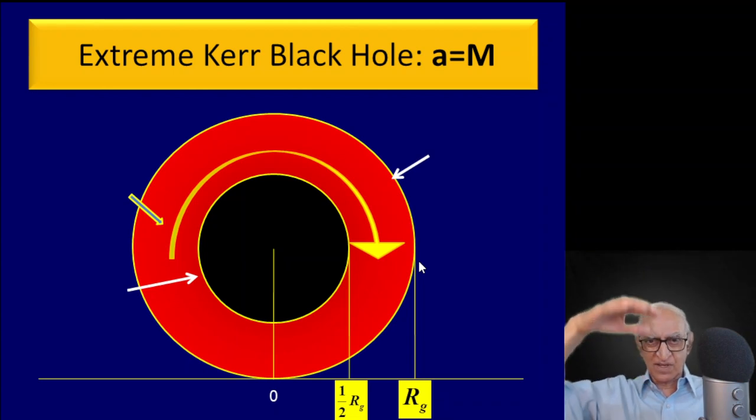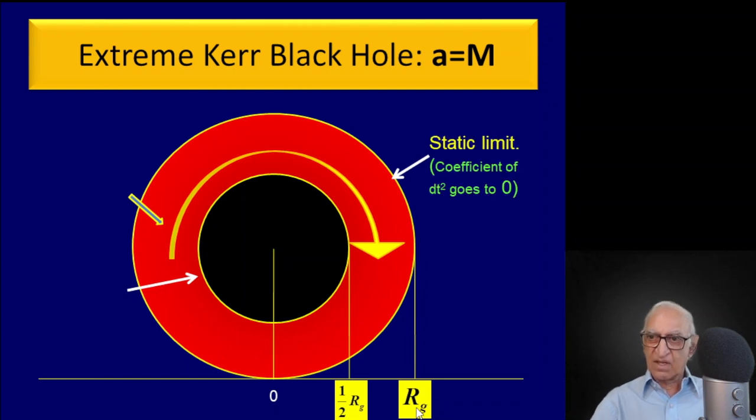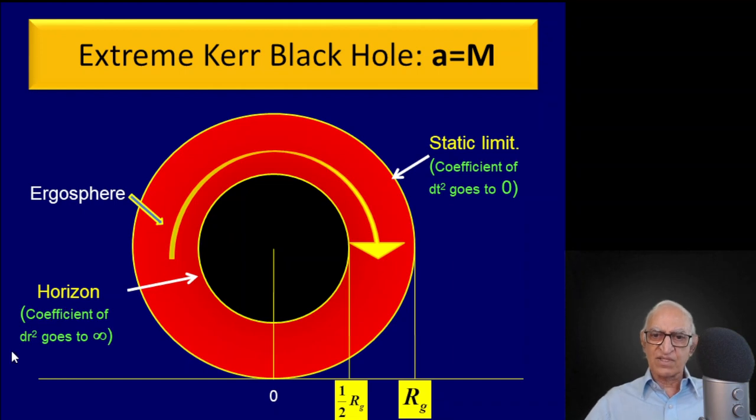The central object is a sphere. The outside object is an oblate spheroid, and whose radius is Rg. This is what I called the static limit, at which the coefficient of dt squared goes to zero. This is what I call the horizon, where the coefficient of dr squared goes to zero. In the case of Schwarzschild metric, both these coefficients go to zero at Rg. Therefore, the horizon occurs here, and the static limit also occurs at the same radius.